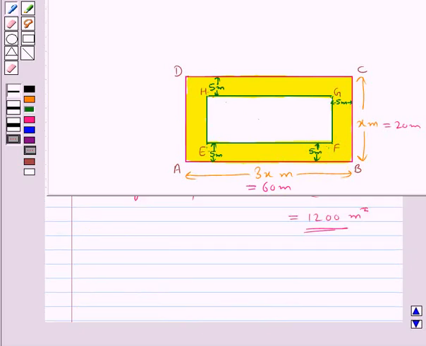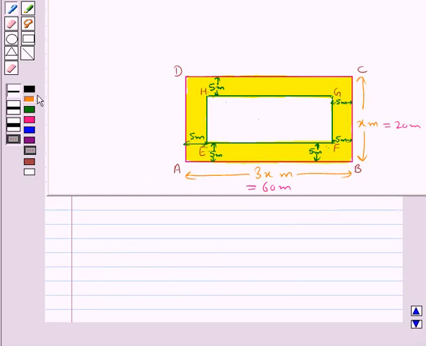Now let's find out the length of EF. This would be equal to AB minus 10 meters. Since it is 5 meters from both these sides, this is also 5 meters and this is also 5 meters. So we will subtract 10 meters from AB to get the length of EF. So this is equal to 60 meters minus 10 meters equal to 50 meters is EF.